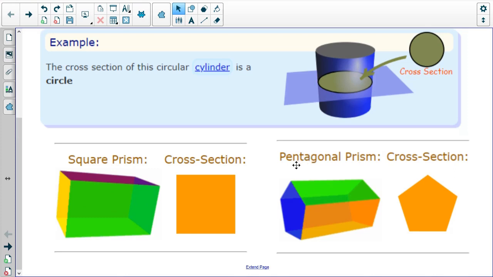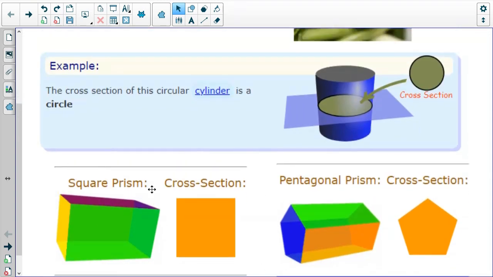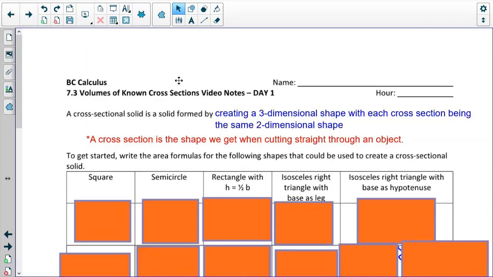And then the pentagonal prism, it's a pentagon when we slice vertically. If we slice horizontally, it would be a rectangle. And one thing that's important about the pentagonal prism, and that's something that we'll be dealing with in calculus, is if we sliced it horizontally, the rectangles would be of different sizes each time we went across. That's something that's important because that's going to be happening in our shapes that we're dealing with.